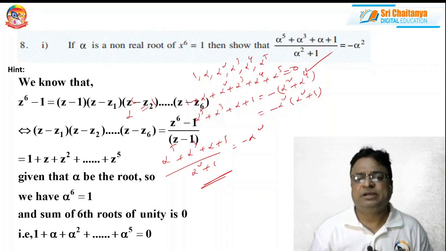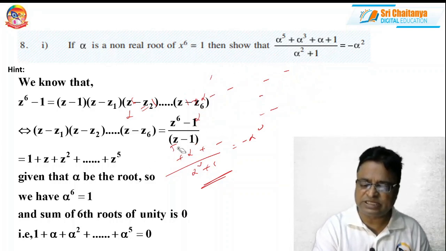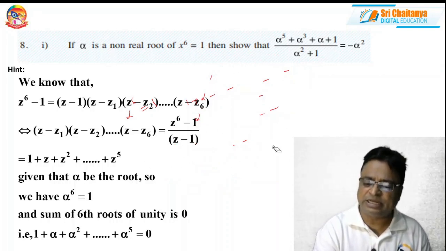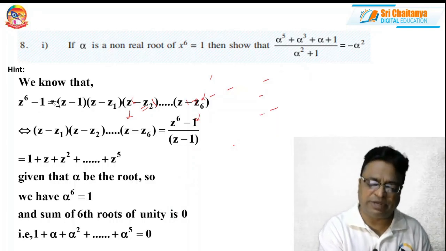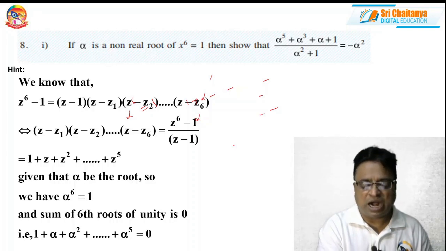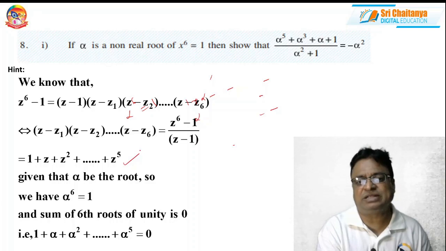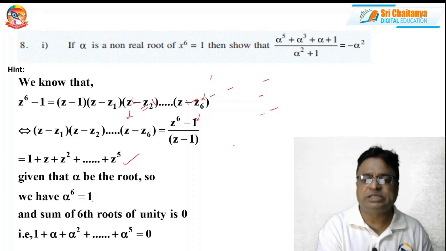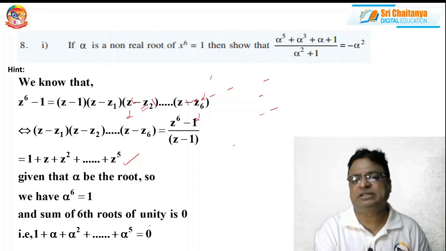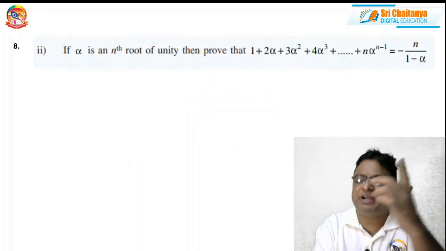See, if you want, you can also prove the problem like this. This is another method to get the result quickly. We know that Z power 6 minus 1 equals (Z minus 1) times something, just like in the previous question. If you divide on both sides by Z minus 1, this can be factorized like this. Since alpha is a root, alpha power 6 is equal to 1 and the sum of the sixth roots of unity is 0. You apply this and you will get the answer very easily. Clear?